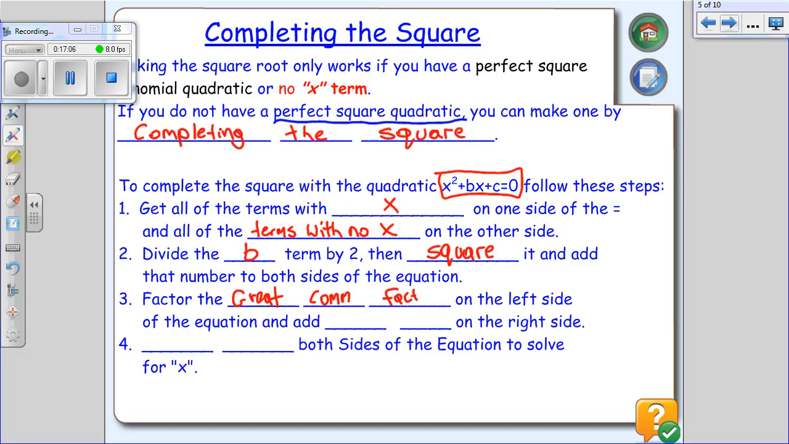And then on the bottom is square root both sides of the equation.